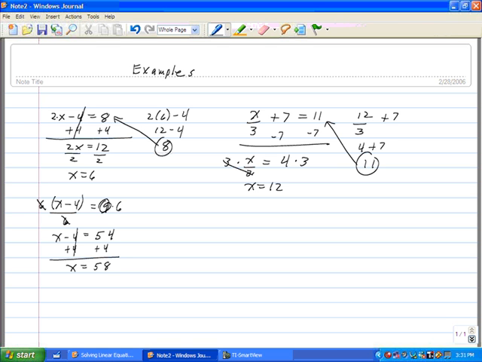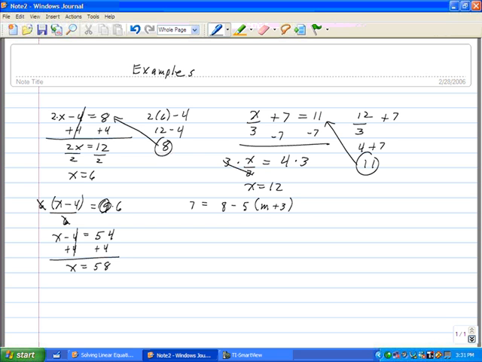Let's go on to another problem that again uses more properties. Let's look at 7 equaling 8 minus 5, and then in parentheses we have an m plus 3.